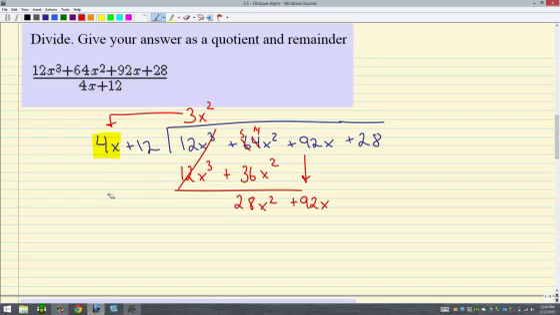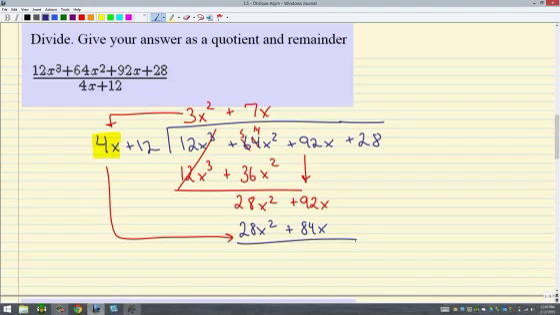And now you do the same thing. You say, what do I multiply 4x by to get 28x squared? And I think that'll be 7x. So again, we do the multiplication. We're going to write it down here. So when we multiply, we'll get 28x squared plus 84x. Then you subtract. These are gone. And you get, what is that, 8x. Bring down the 28.